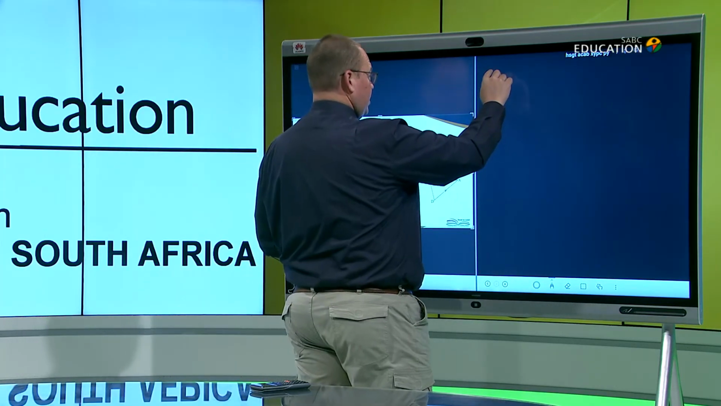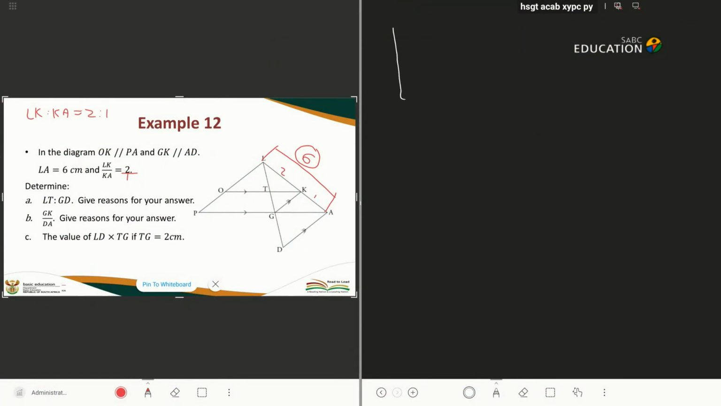So the first is triangle LGA, okay? And then we know that there's a line TK that is parallel to the base. That's in the ratio 2 to 1, and I know that that has a length of 6. Okay.